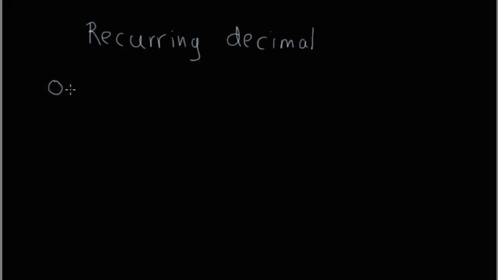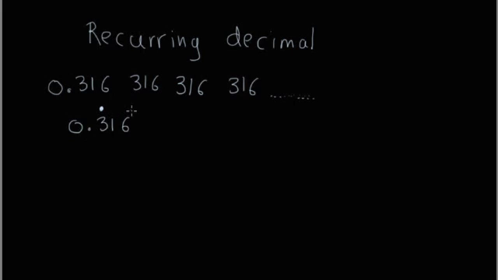So say we have 0.316316316316, and that goes on and on indefinitely. The way that we would write this, so we're not having to write lots and lots of digits, is 0.316, and we put a point above the first number in the recurring pattern and the final number in the recurring pattern. These two dots tell us that the 316 is going to repeat.